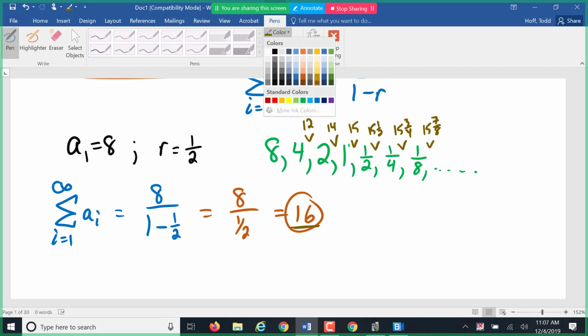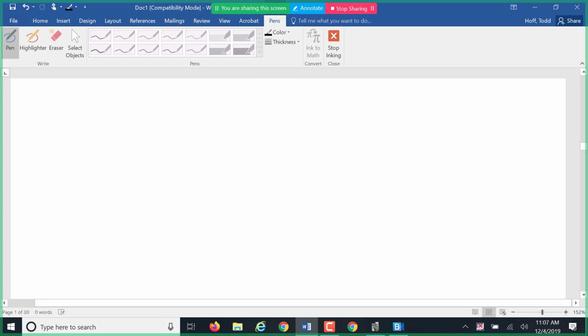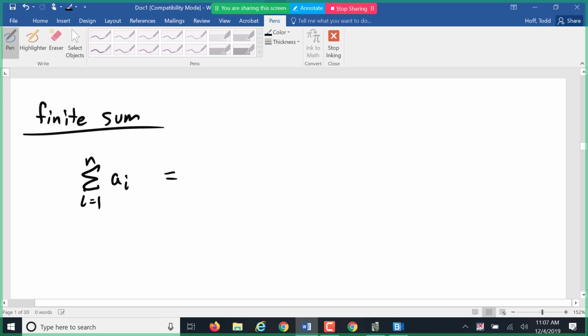The finite sums are slightly more complex. Now the finite sums work for any values of r, but we do typically focus on r being between -1 and +1. So let's say the finite sum for i equals 1 to n for a_i in this sequence is equal to a1 times 1 minus r to the power of n, divided by 1 minus r.